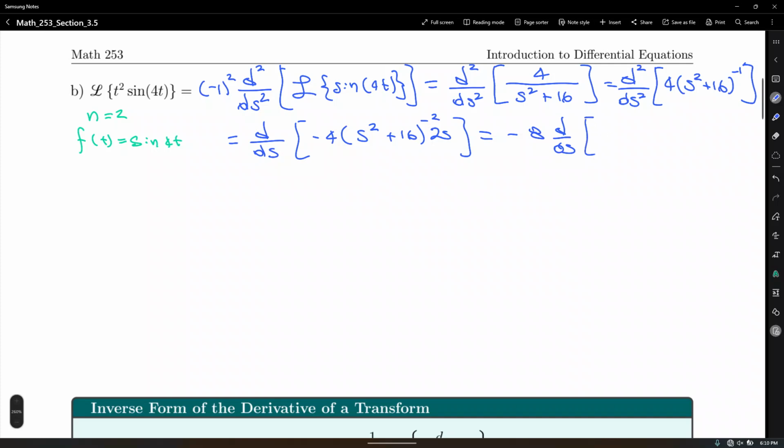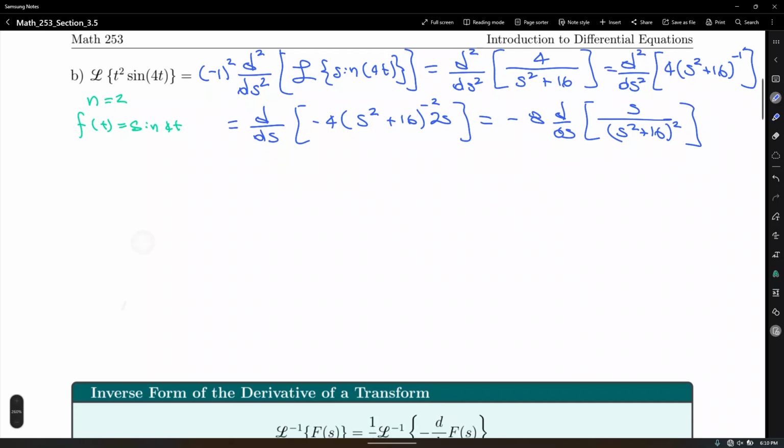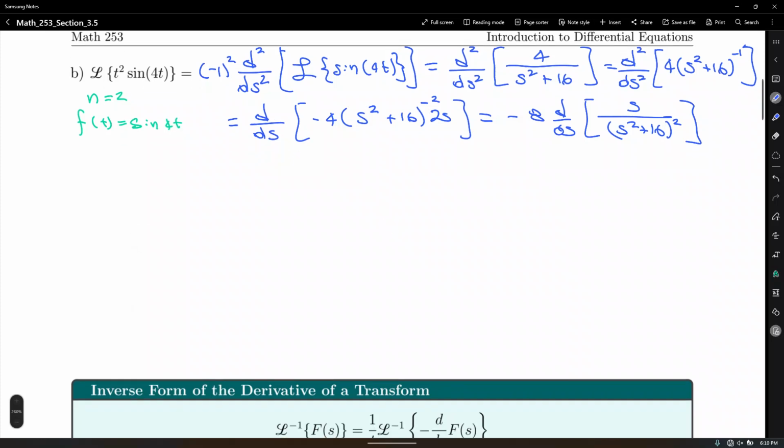DS, and I'm going to write s over (s squared plus 16) quantity squared. Okay? So now we're going to differentiate this beast right here. Well, that's going to be another quotient rule like before, because we have the variable s in both the numerator and the denominator. So this is equal to negative 8. No more derivative symbol because I'm already doing the derivative.